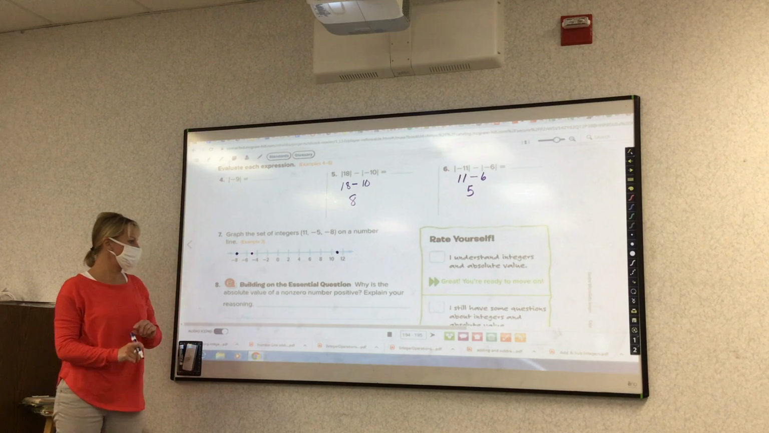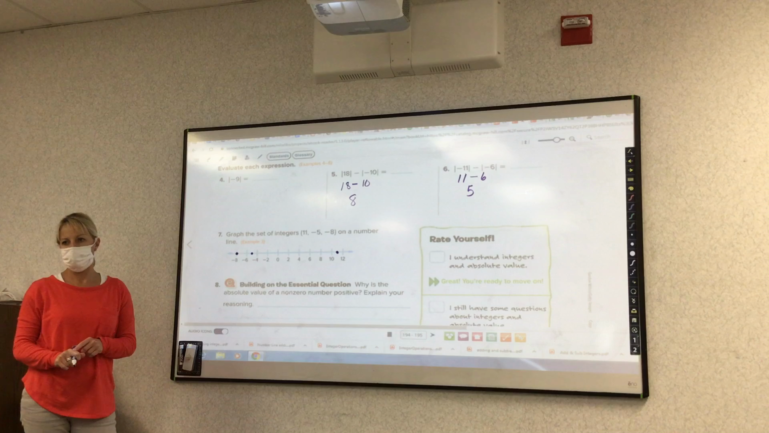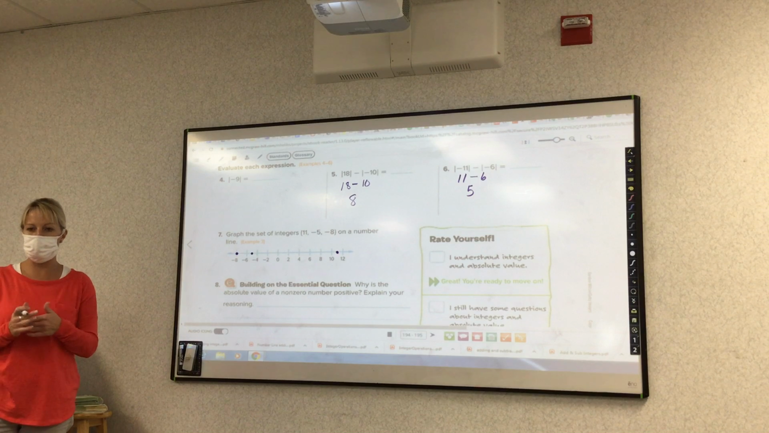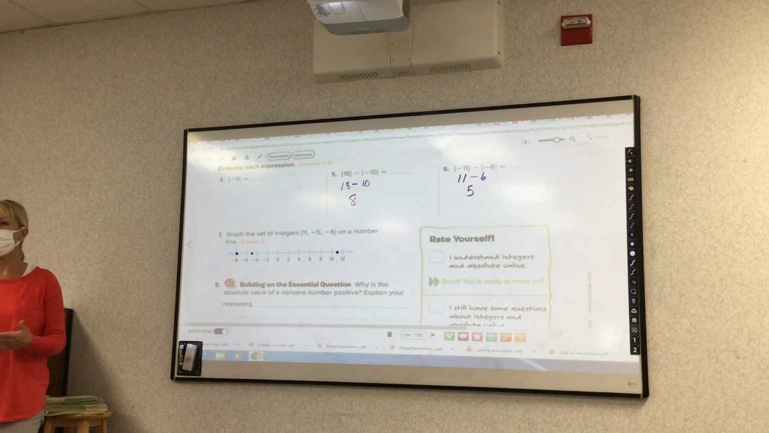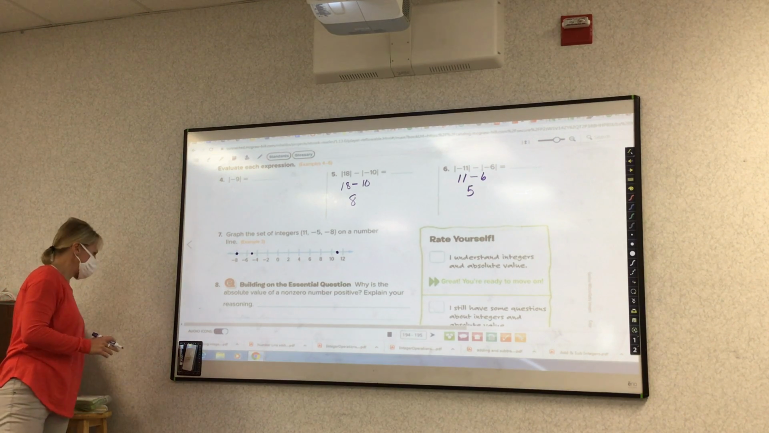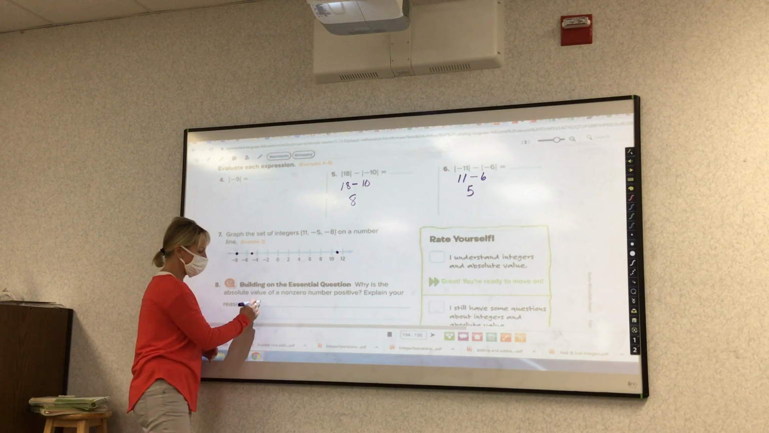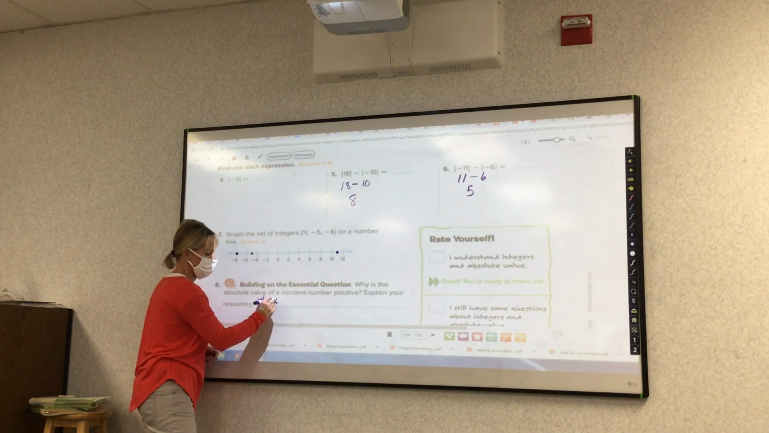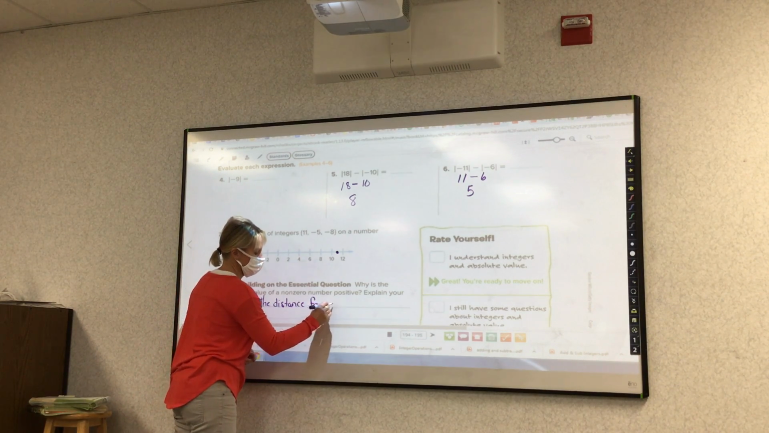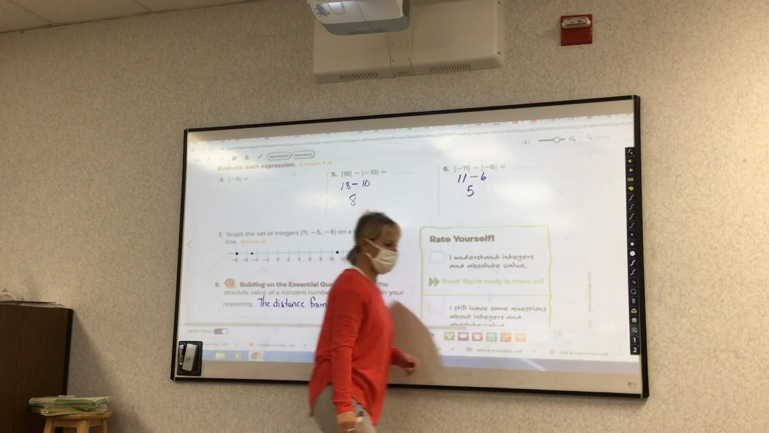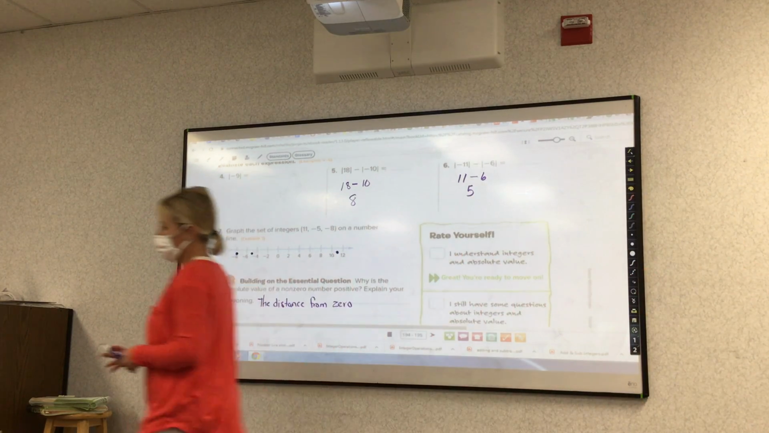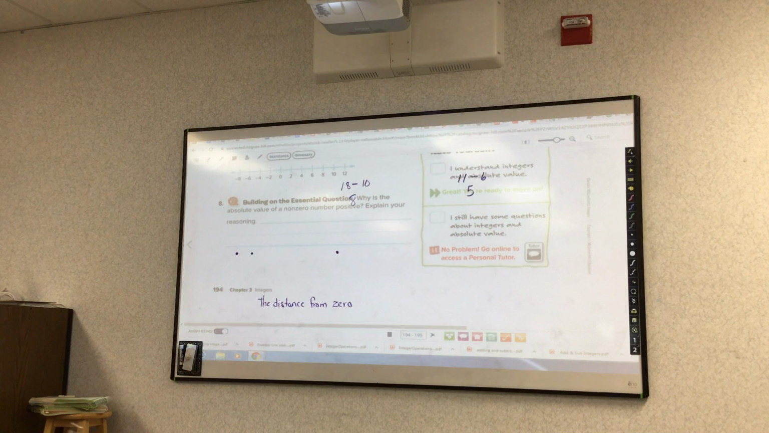Why is the absolute value of a non-zero number positive? A non-zero number would mean a negative number and a positive number. Why is the absolute value always positive? Called it. Because it's always that far away from 0. Excellent. It's the distance from 0. It's always your full distance from 0. Write it down.